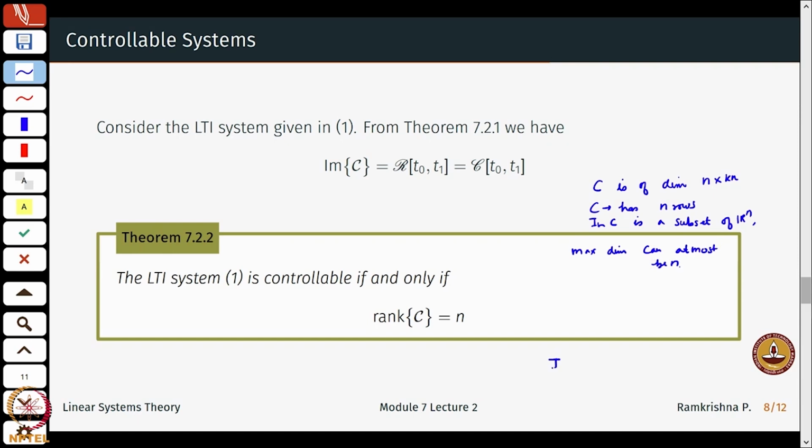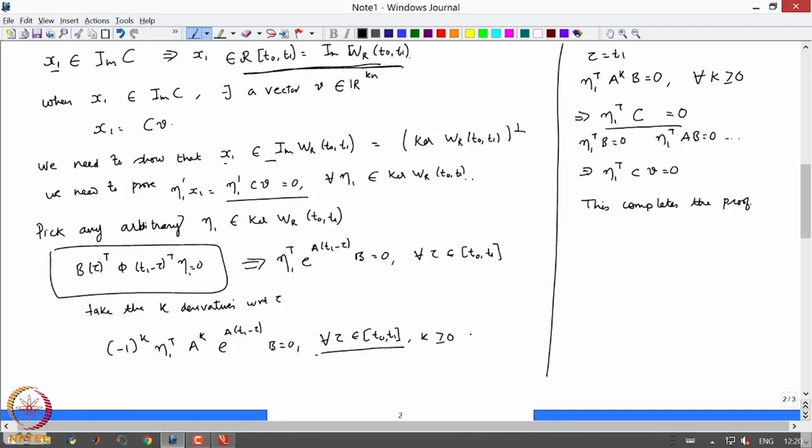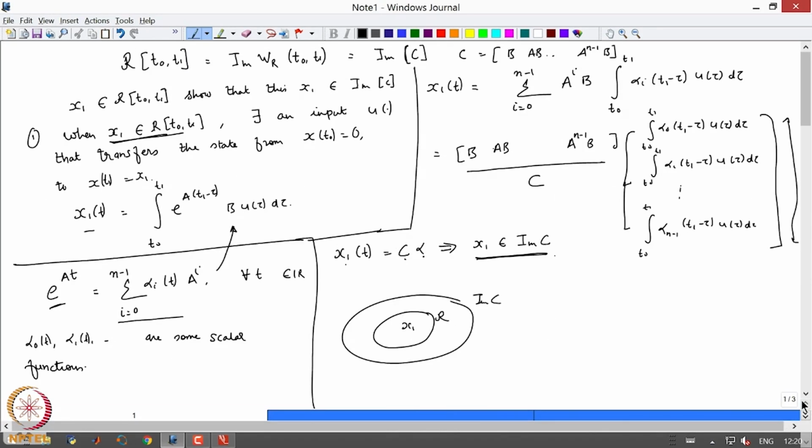And now, for controllability, what we know is that the image of C should be equal to Rn, and therefore we write this statement: the system is controllable if and only if the rank of the controllability matrix is n. Okay, can I look at it in a slightly different way?